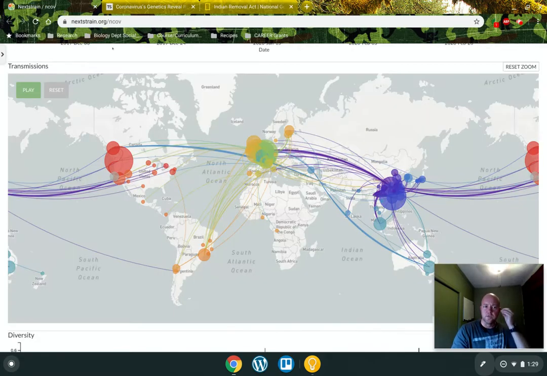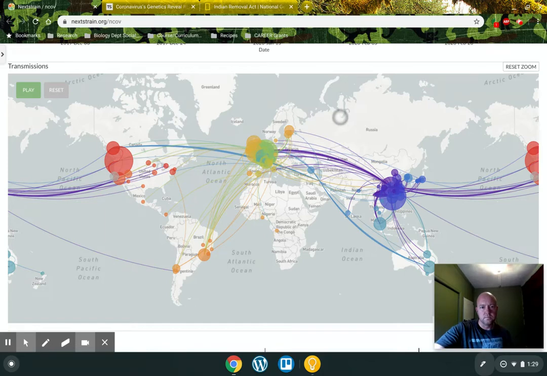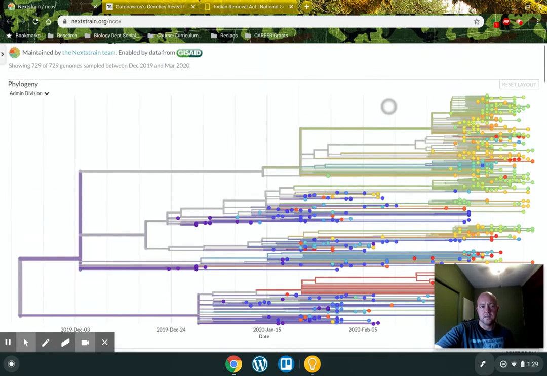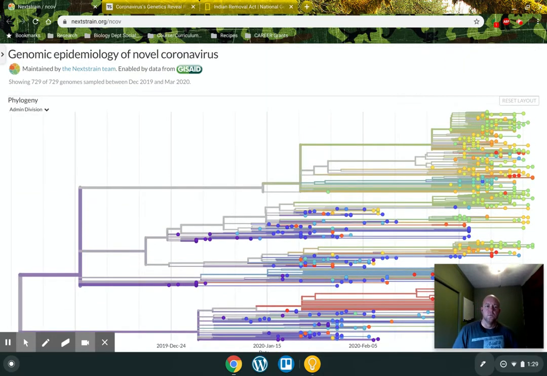So if we go to this website called nextstrain.org, what they've done is they've sequenced 729 of these genomes. This coronavirus is a single-stranded RNA genome that's surrounded by a protein capsule. But you can swab an individual that's infected and then isolate the virus, and then they sequence them.